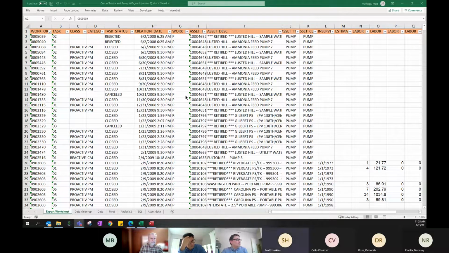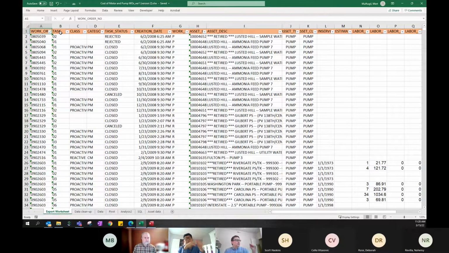So what you see here is on a work order and task number combination basis. Most of the time, most work orders will only have the one task, but some of them may have multiple.